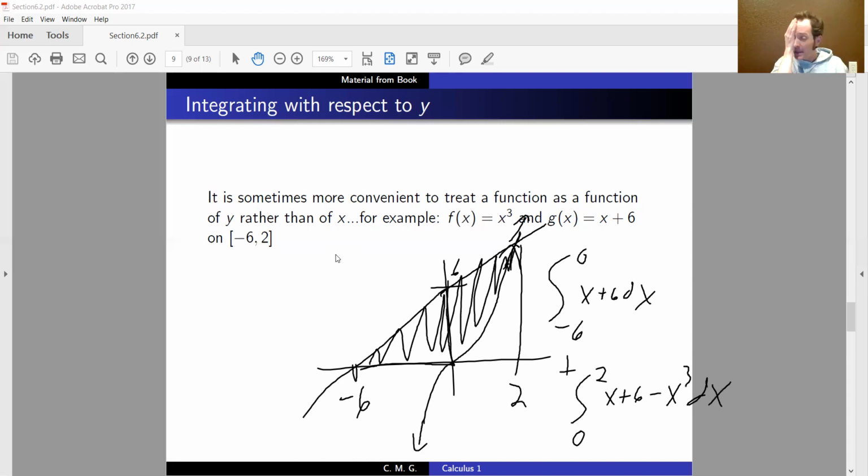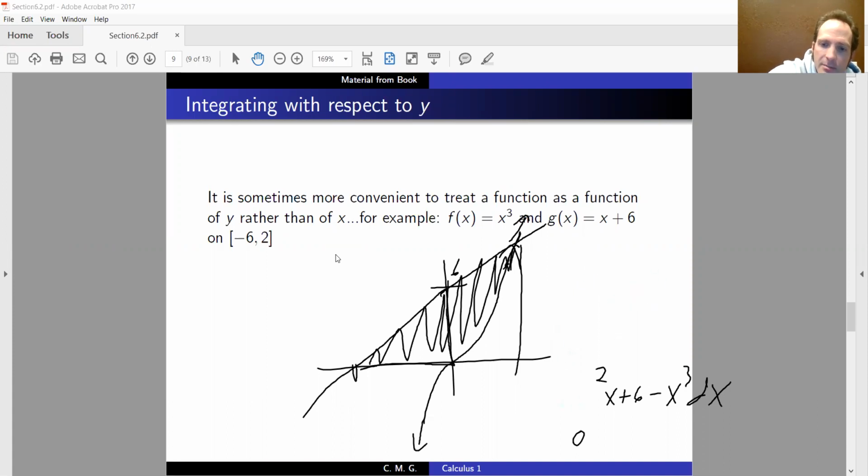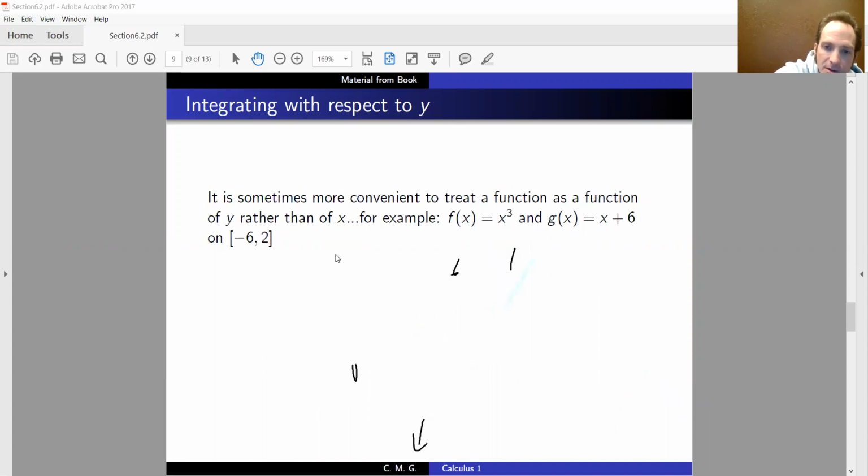And here it's not such a big pain, but if I do this all with respect to y instead of with respect to x, I only have one integral. And so that makes it a little bit nicer. And so what I'm suggesting here is, instead of going from here to here, what if we think about integrating with respect to y? So instead of breaking this into vertical rectangles, what happens if I break it into horizontal rectangles?